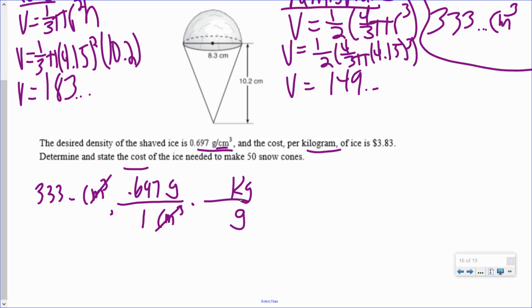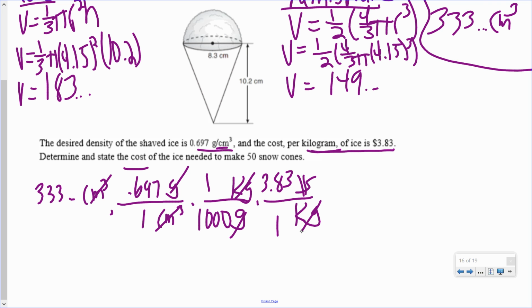This is where a lot of students get confused. If it's the wrong metric unit, you just need to do that conversion of metric units. There's 1,000 grams in 1 kilogram. Now that I have kilograms, I'm going from kilograms to money. It's 3.83 for 1 kilogram. Now I have money. That's what I wanted. I wanted cost. Is there a quantity or a percent? Yes. There's a quantity of 50 snow cones.